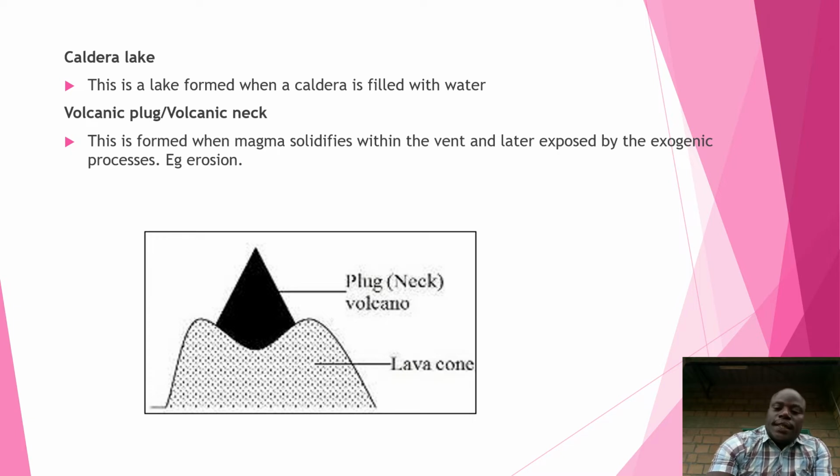What about a caldera lake? Also simple, because caldera lakes form within calderas. A caldera lake is formed when a caldera is filled with water, which means a caldera lake is an extensive crater lake, if you want to use that logic.